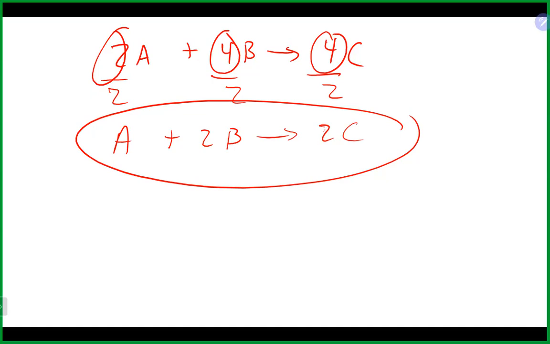As I talked about, a lot of times we make a table, which is very helpful in a lot of cases. I personally go with what seems to be the easiest to balance first, which is elements that appear in just one place on each side of the arrow. I kind of save the elements that are in multiple places for the very end, to balance those last.